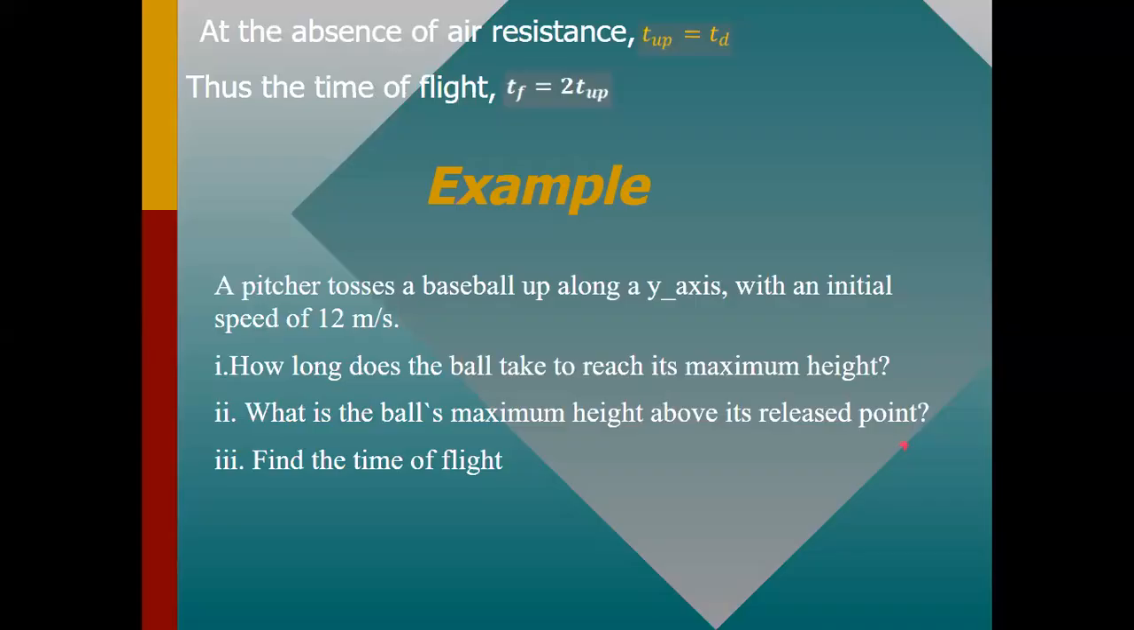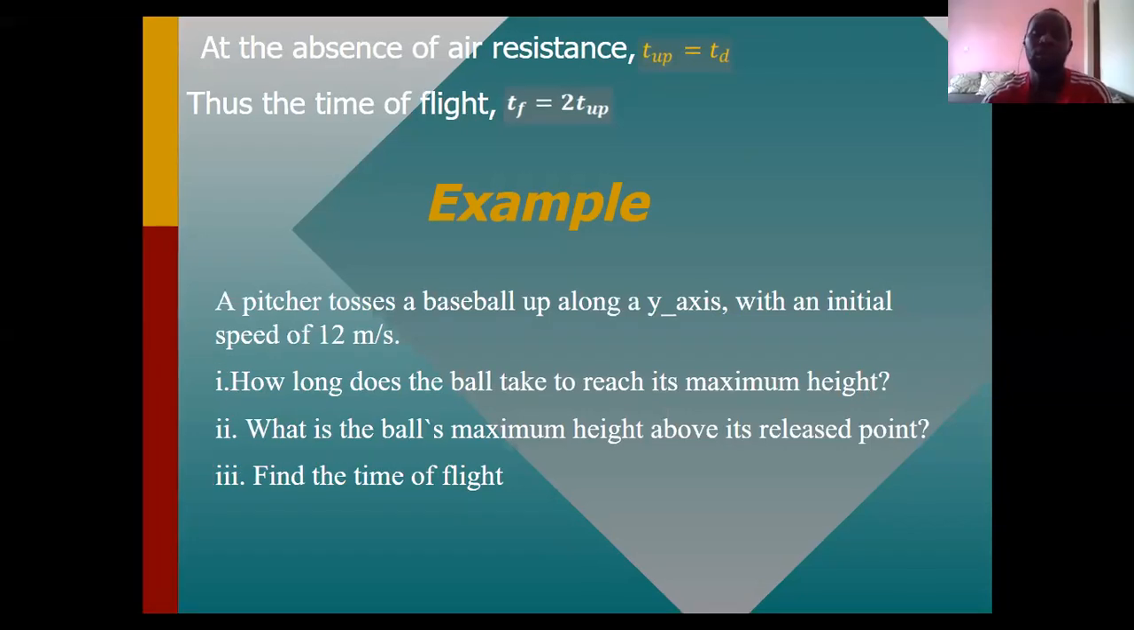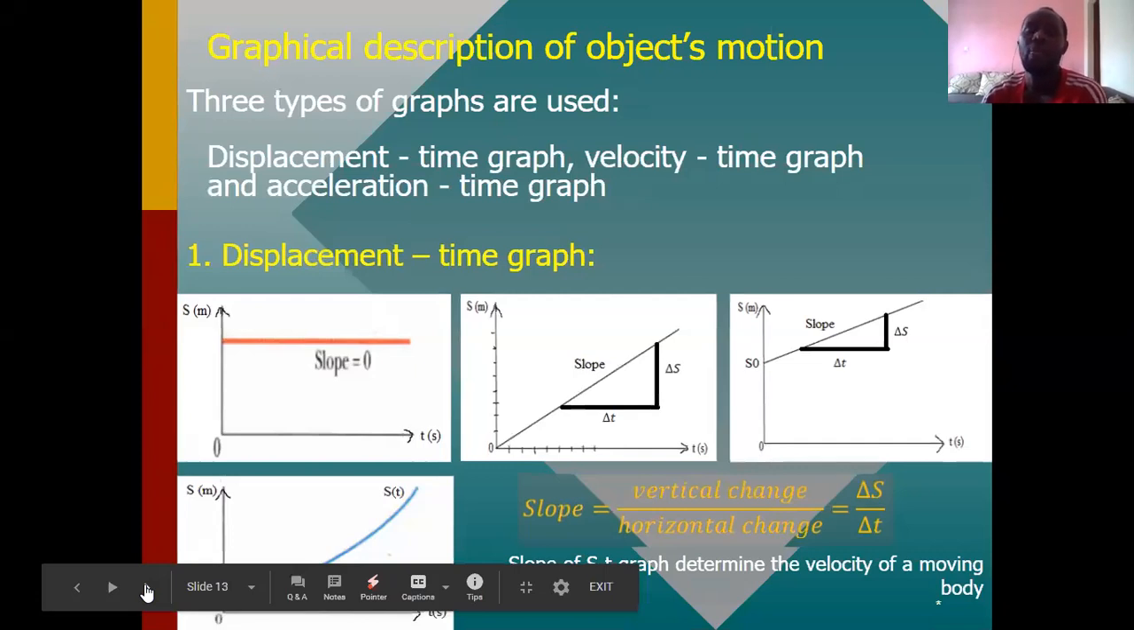So now let's continue with the description of an object's motion by using graphs. Here we have three types of graphs. We have the displacement time graph, the velocity time graph, and the acceleration time graph.